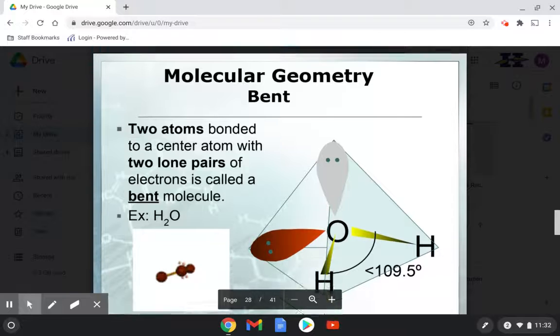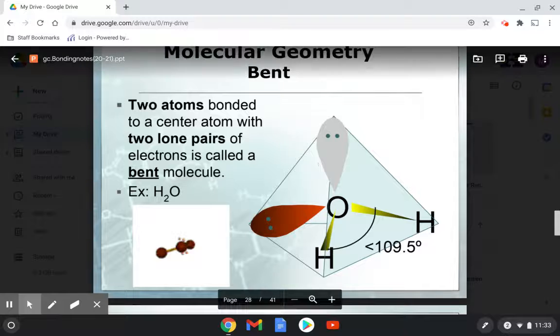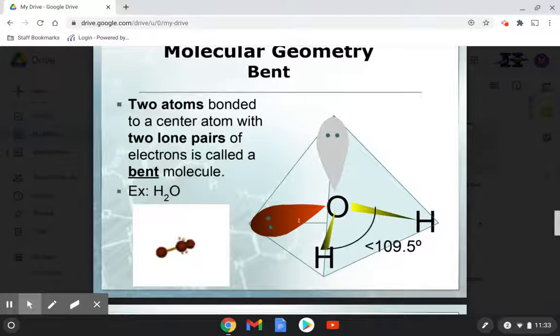Our next one is bent. This is when two atoms are bonded to a center atom with 2 lone pairs of electrons. Again, this is called bent because of our VSEPR rule. It's telling us that electrons want to stay away from each other. So this is causing the bend of these 2 hydrogen atoms to not be 180 degrees. And again, we have our 2 lone pairs here. An example of this would be H2O, or water.